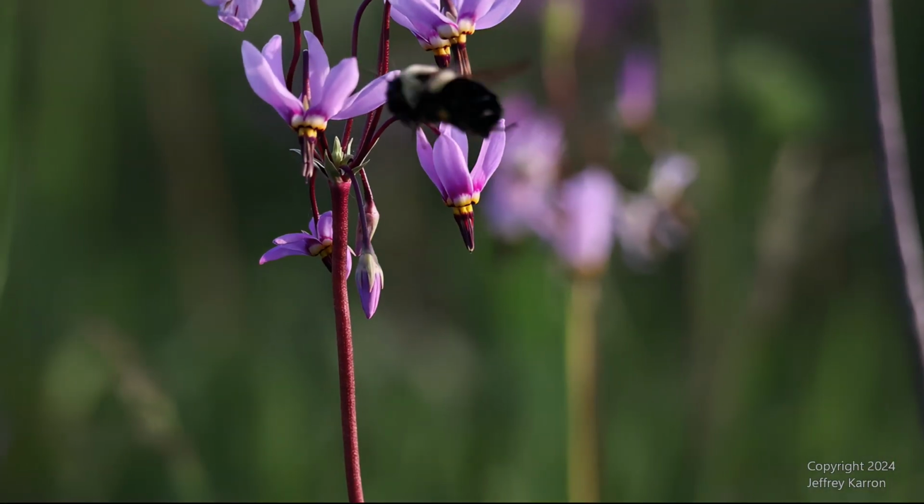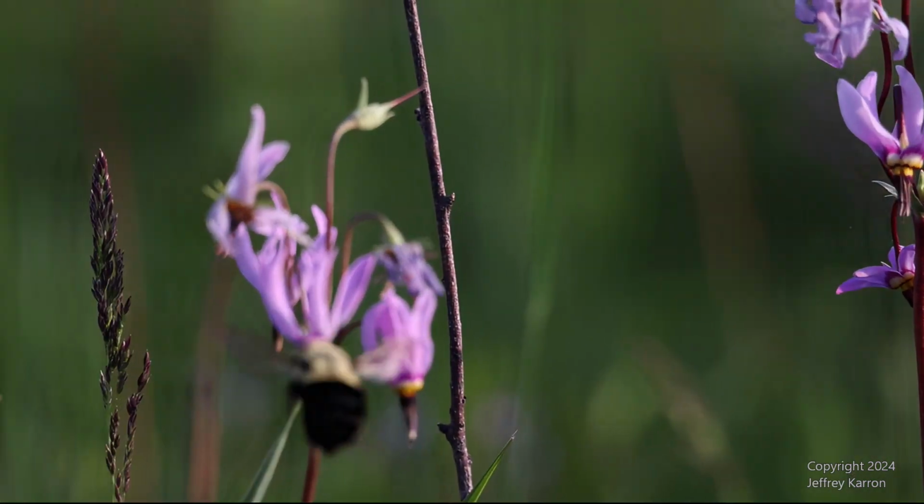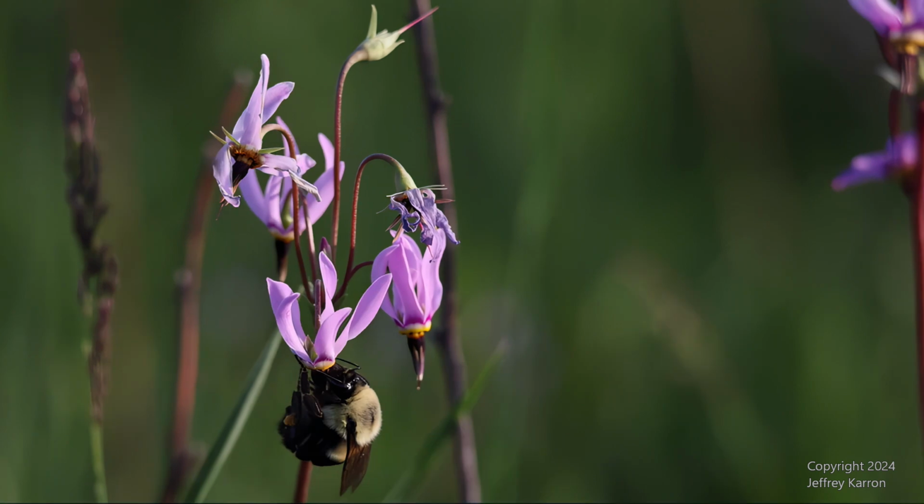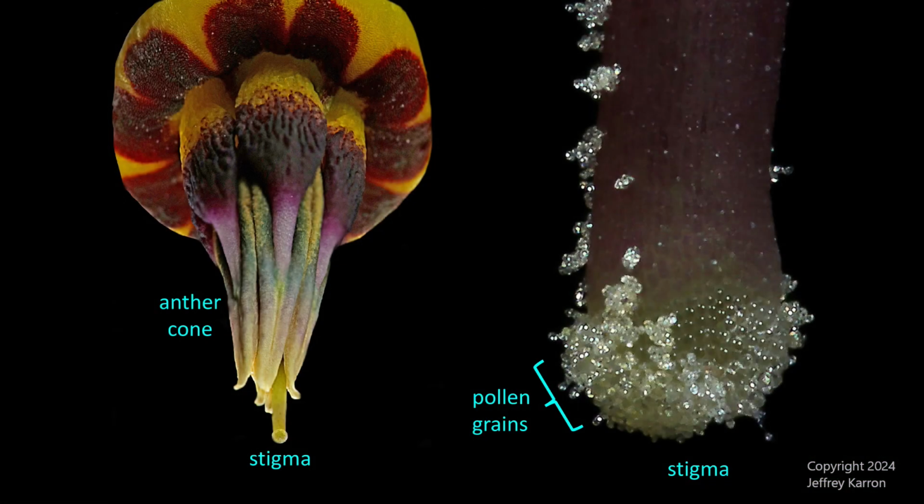As bees forage for pollen, they unintentionally transport some of the pollen among plants, promoting cross-fertilization. Pollen is collected from the male part of a flower, the anthercone, and then transferred to the female part of a flower, the stigma, on a different plant. On the right, you can see hundreds of tiny pollen grains that have been deposited onto a stigma.